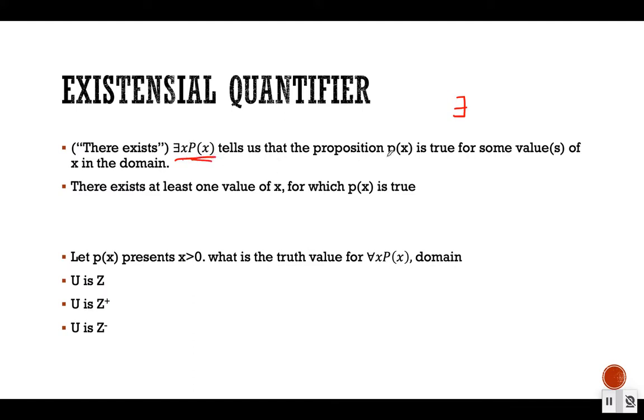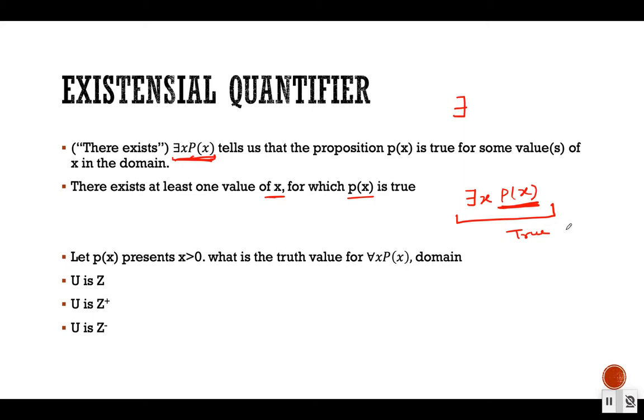Also it tells us that the proposition p of x is true for some values of x in this domain. So if we have at least one value of x for which p of x is true, we can say that this statement is true. So it means there exists at least one value of x for which p of x is true. Now that one is a statement. We are going to have a specific domain, and in that specific domain, if there exists a value of x for which our predicate logic is true, we say that the whole statement will be true, otherwise false.